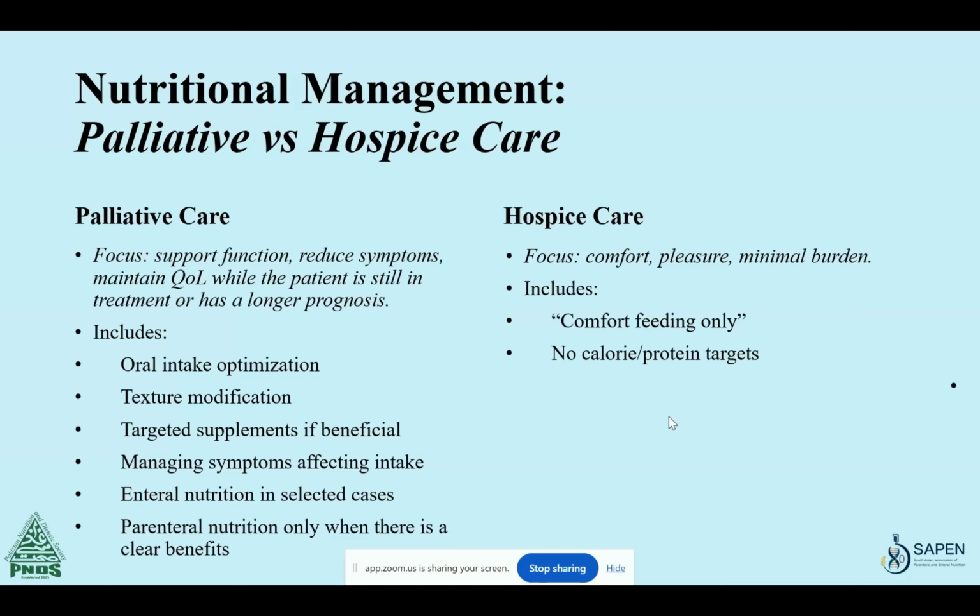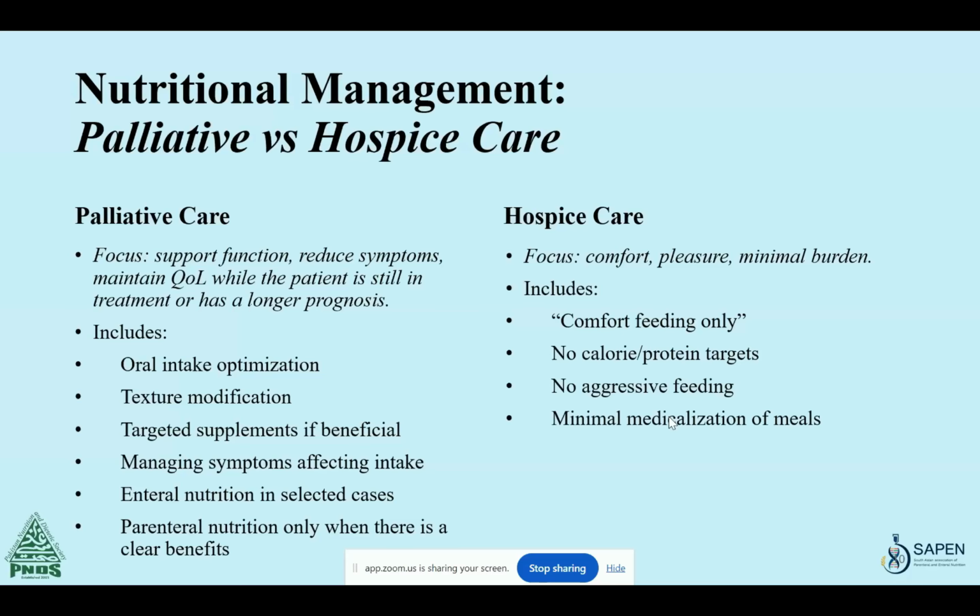There are no calorie or protein targets in hospice care. It is only related to the patient's acceptability, the patient's tolerance, and even the comfort of the patient. There must be no aggressive feeding. We should not be very aggressive in nutrition intervention in hospice care.